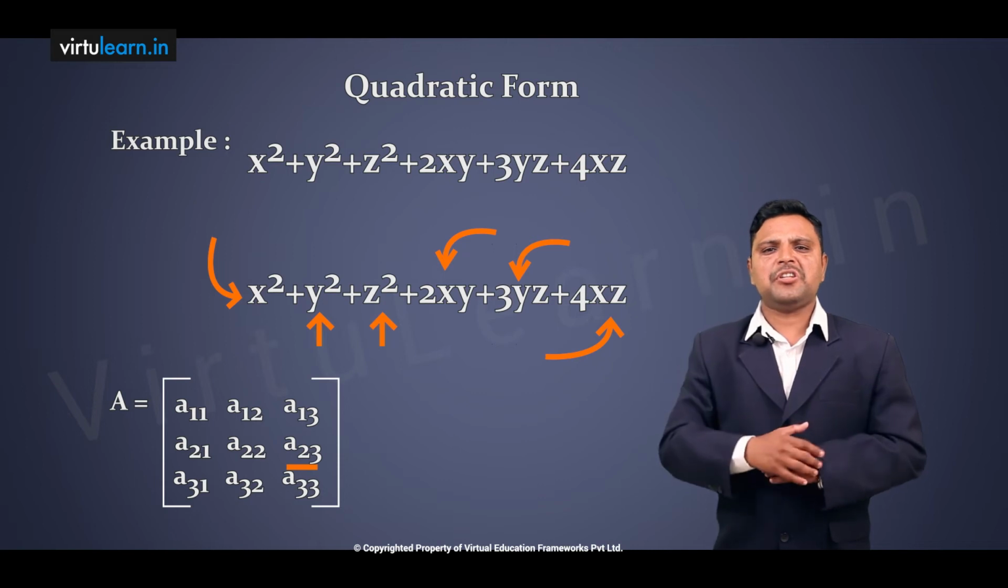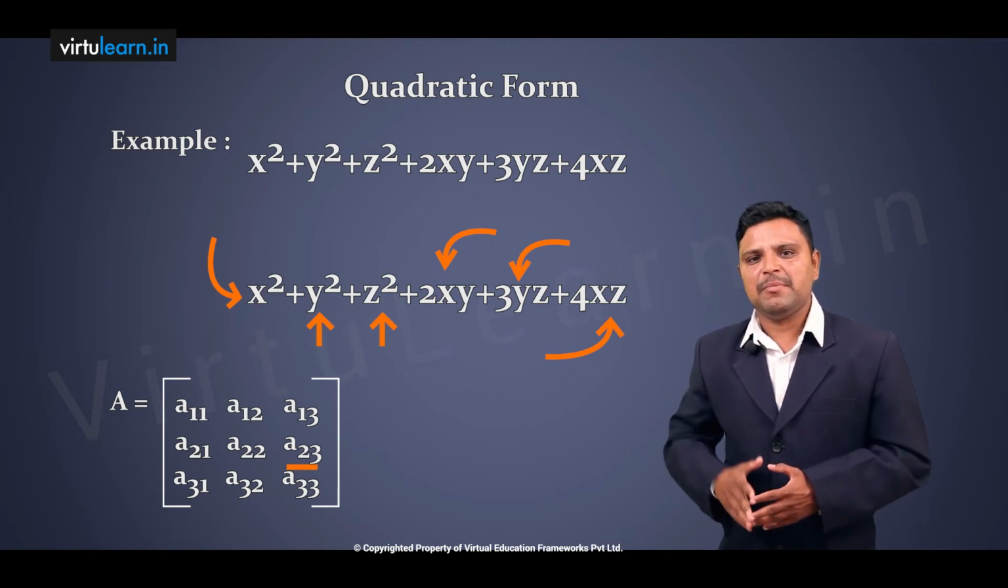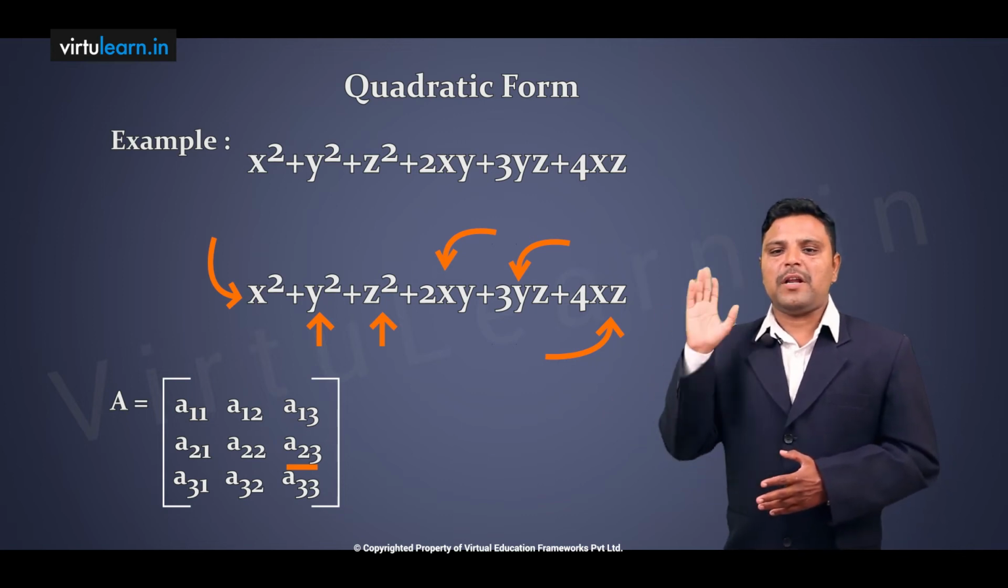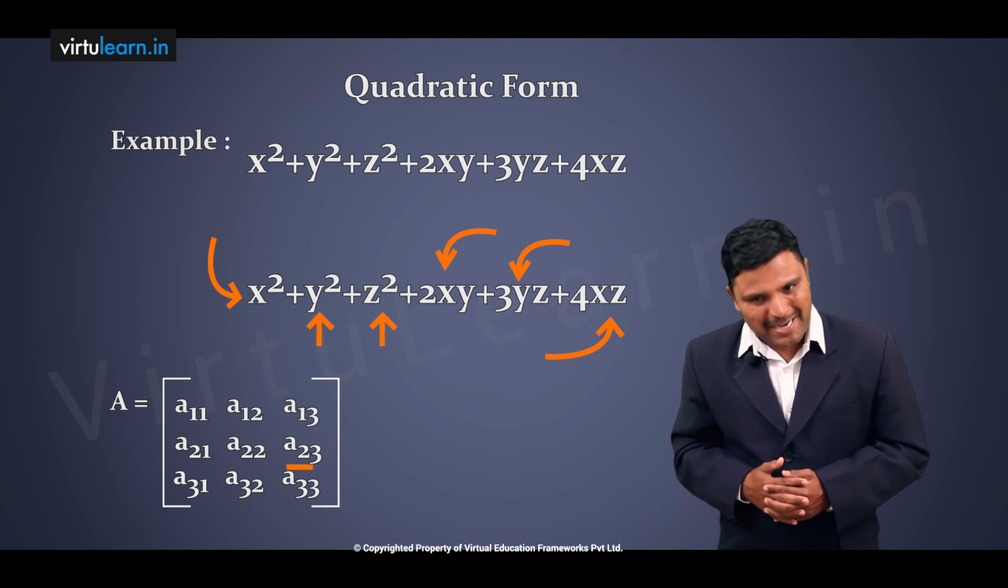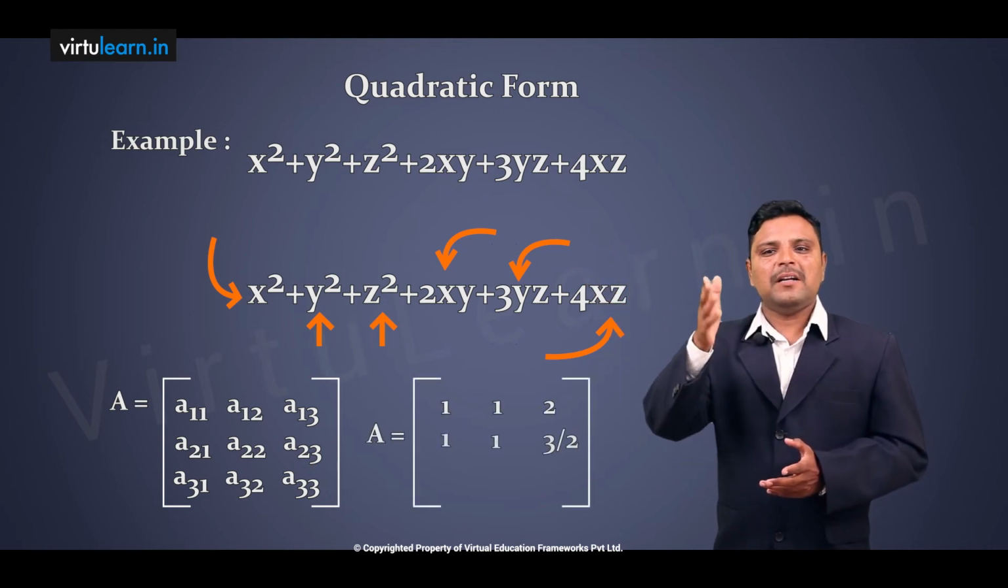Now the last element, the position A33. A33 means z square. The coefficient of z square is 1. Therefore the symmetric matrix A equals 1 1 2; 1 1 3/2; 2 3/2 1.